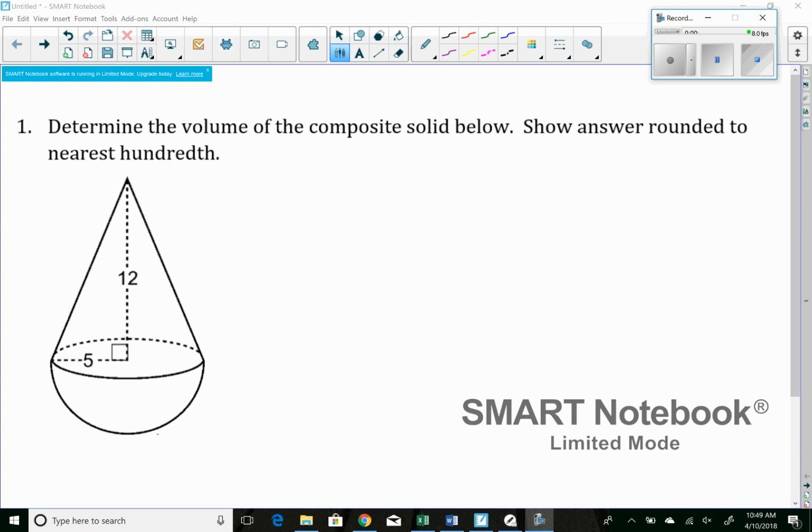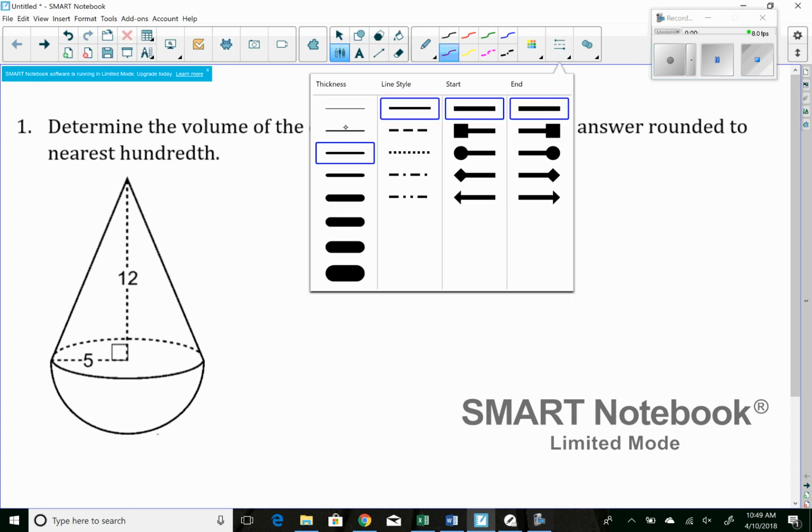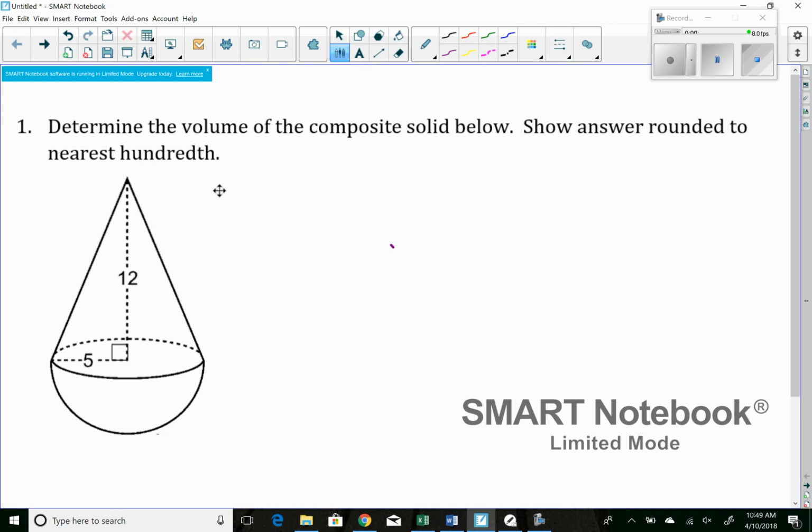So the first shape that I see is a cone. The volume of a cone is 1/3 pi r squared h. Now in this picture, I see that the 5 becomes the radius because it's half the distance of the cone's base, and 12 is the altitude or the height of the cone. So the volume of the cone is 1/3 pi times 5 squared times 12.